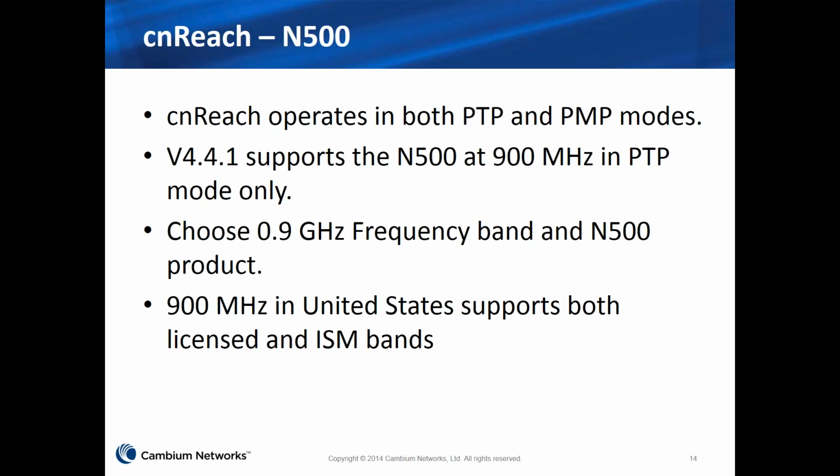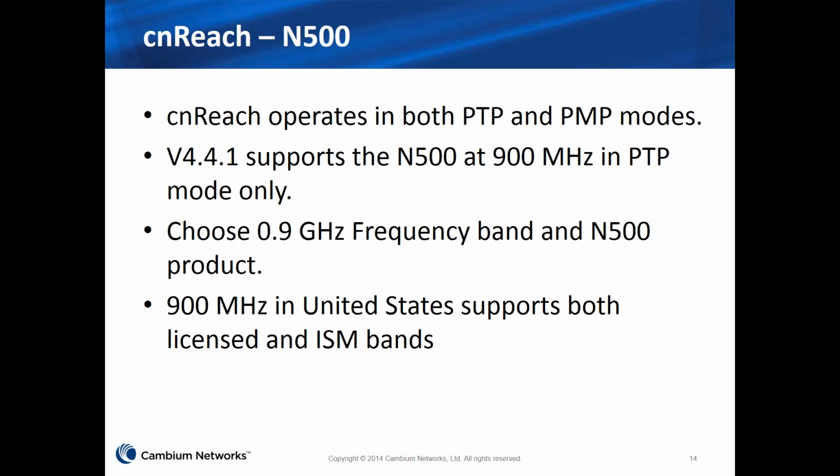This release of LINKPlanner will add the N500, which is the variant of the CN Reach family that's coming in at this time, at 900 megs for the United States in PTP mode. We will be adding the PMP mode of operation very shortly. In LINKPlanner on the PTP side, select the 0.9 GHz band, and the N500 will be available as a product option.